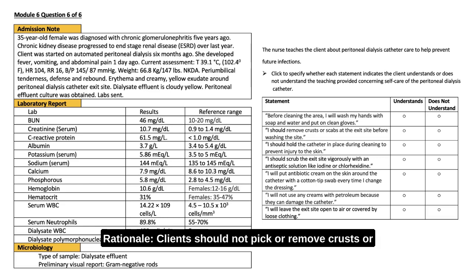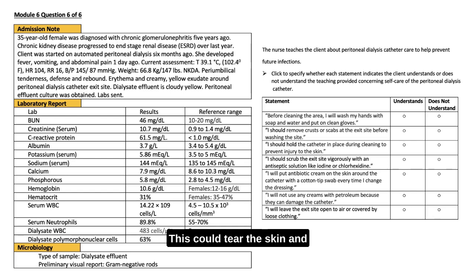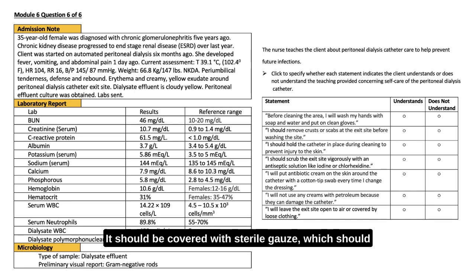Rationale: clients should not pick or remove crusts or scabs at the exit site before washing the site. This could tear the skin and increase the risk for site infection. Clients should clean the catheter exit site with a liquid antibacterial soap and a clean cloth. Antiseptics can dry and crack the skin, increasing the risk of infection. The exit site should not be left open to air. It should be covered with sterile gauze, which should be changed every time the site is cleaned.